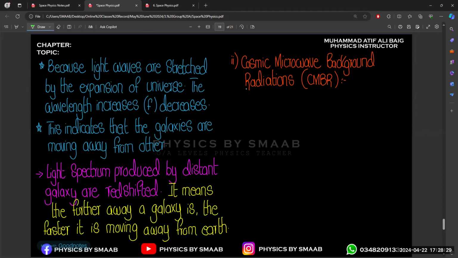So we know that after visible light, we have infrared, microwave, and radio waves if we move towards greater wavelength. Radio waves, we studied, have the longest wavelength. So microwaves also have a greater wavelength. So it gives you the idea that the radiations we are getting from other parts of the universe are in the range of microwave. So it means that they are in the greater wavelength region. It also supports the same idea as the redshift, and it gives you the concept that the universe is still expanding.